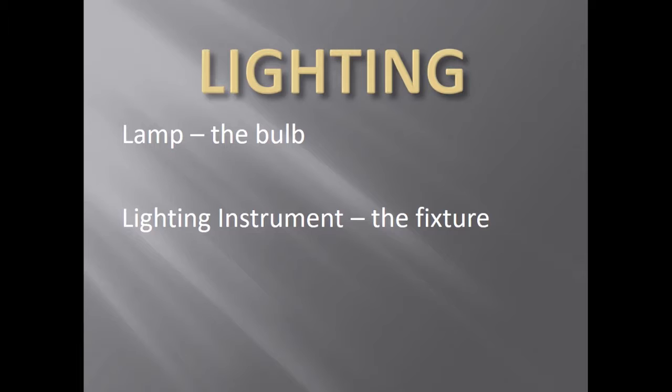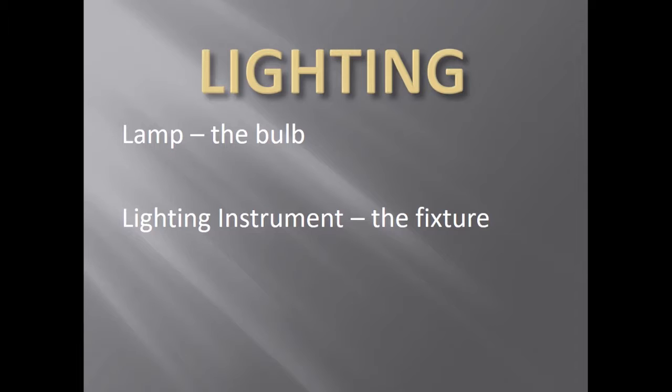The second word I want to talk about is lighting instrument. And when I say lighting instrument, I'm talking about the light fixture as a whole. So if I say lighting instrument, I'm talking about the head of the light, the lamp, the base, the stand, all of the instrument put together. So it's important that you know these two things before we start talking about lighting.